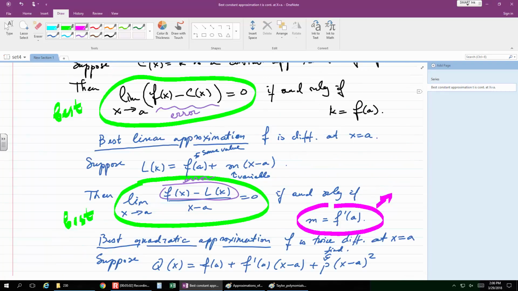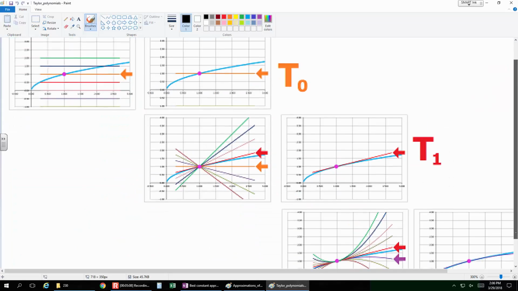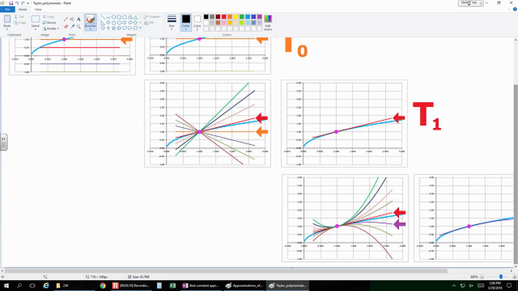And the answer is to involve quadratic functions. So the picture suggests that it is possible, if you allow your approximation to curve, to make it hug the graph of the function better. Out of those bunch of parabolas that you see, you can pick one that approximates our function better than the straight line that we have over here. That's a straight line, but some of these might be better.